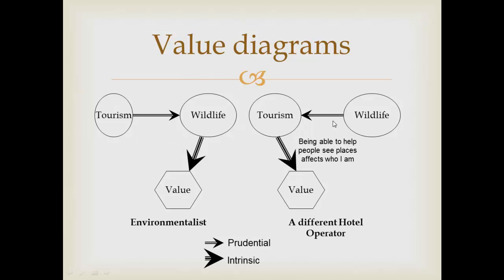We could have a third hotel operator who says, hold on a second, tourism is really fundamental to my identity. I love helping people see places, and that affects who I am as a person. I just love bridging cultures. So tourism is an intrinsic value for me. Wildlife continues to be a prudential value. So in the space of these two slides, we've just shown 3 different value stories. And that's the power of this notation. You can capture value frames or value stories with this notation of value diagrams.